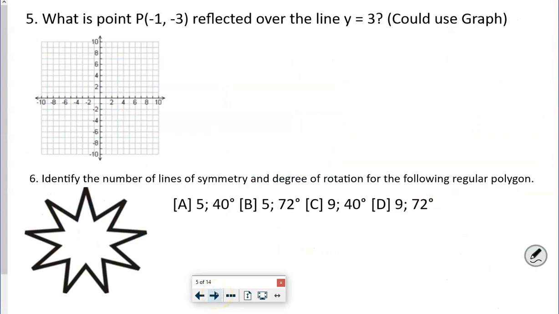All right, so the next one says point P is reflected over line y equals 3. So we're going to go ahead and plot this point P, which is (-1, -3) right there. So that's my original P. And then we have this line y equals 3, which is a horizontal line where y equals 3.